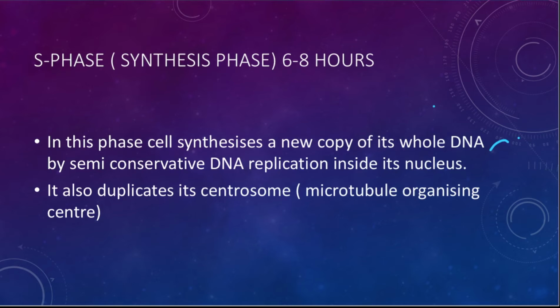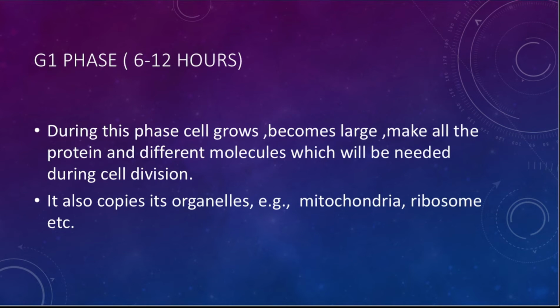In G1 phase, if you look at the nucleus, in interphase all the DNA molecules will be very diffused. You cannot see them. If you see it with an electron microscope, all the DNA molecules will be lying inside the nucleus in a very diffuse manner. You cannot see it like a chromosome. But for our understanding, I am drawing it here.